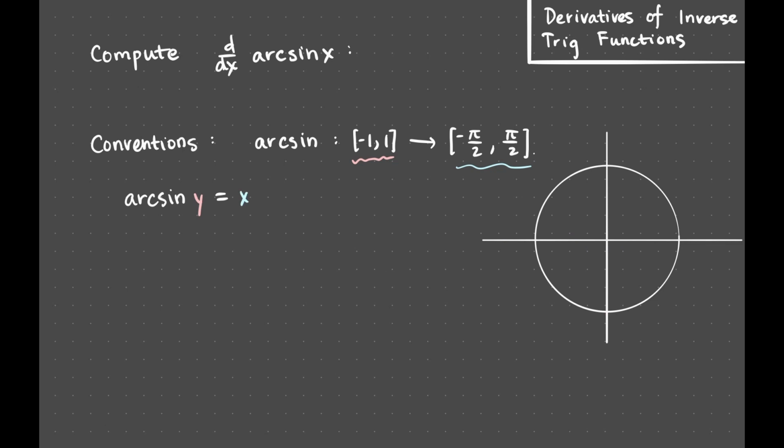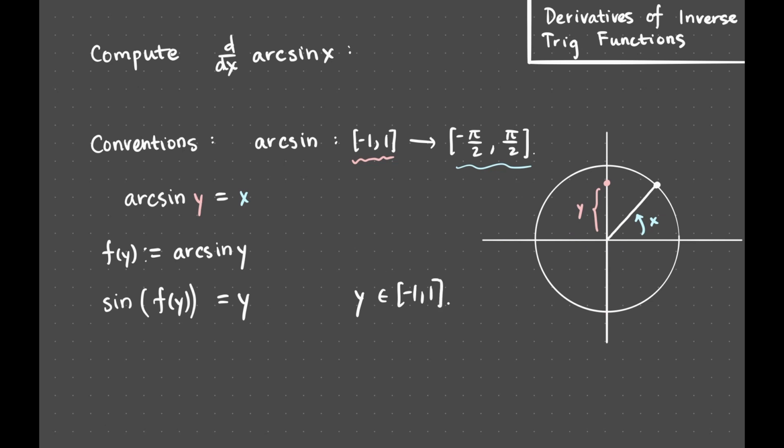The convention that the angle be between -π/2 and π/2 means that we're taking the angle on the right-hand side of the unit circle. Let's write f of y for the arcsine function, f of y equals arcsine of y. Because f is the inverse of sine, we have the relationship sine applied to f of y equals y for each y between -1 and 1.